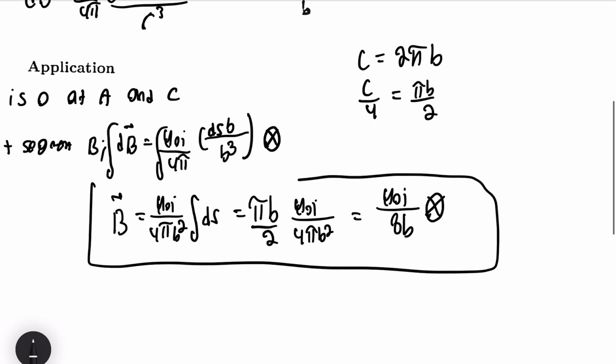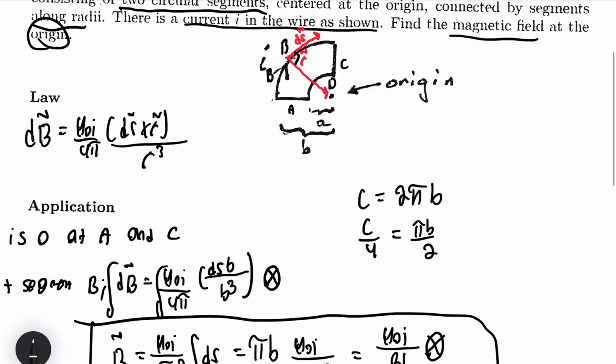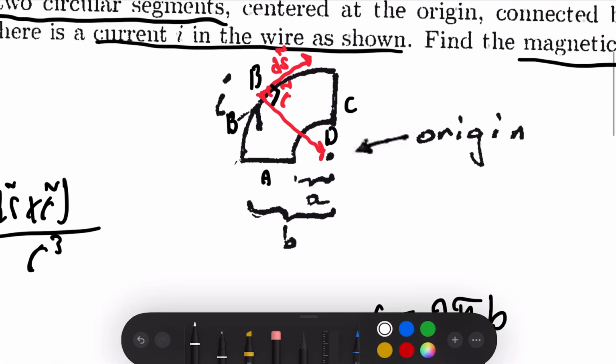So that's the first part. The second part follows the same process. Let me erase this now. If I go along the little arc, let's say I want my ds to go this way. My r vector points from where I started my ds to the point of interest, so it points like this. Notice how it's still 90 degrees, so there's no angle to worry about.